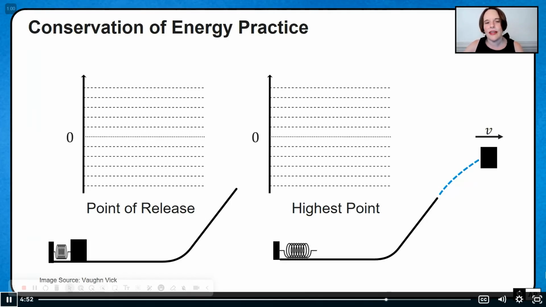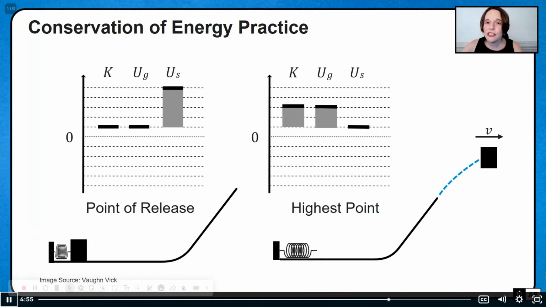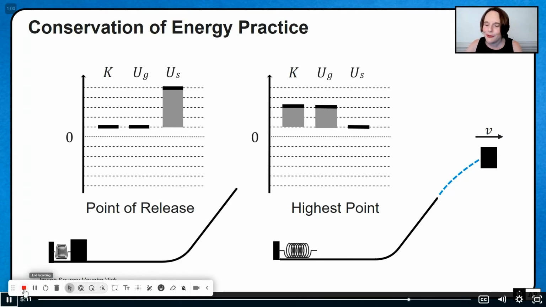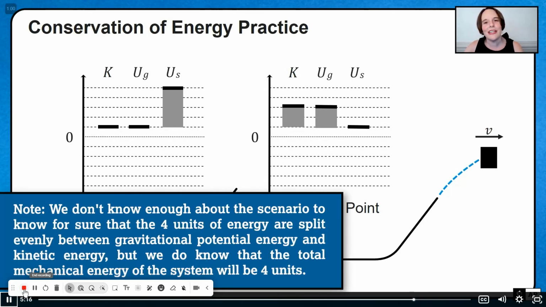So what could that look like? There's our spring potential energy to begin with. Notice that it's 4 units. Then we've got kinetic and gravitational potential energy at the end. Each of those is 2 units because we have to have the same amount of energy before as we do after. So 2 plus 2 is 4. And we have the total energy before equals the total energy after, showing conservation of energy.